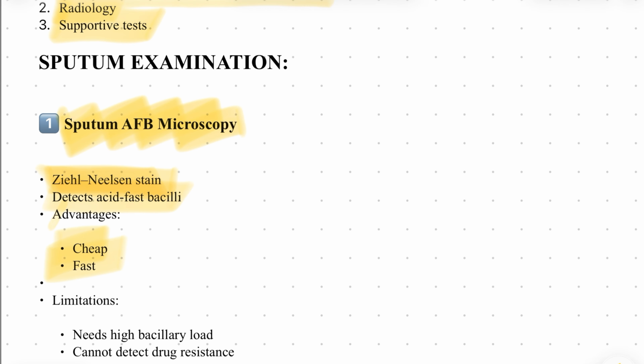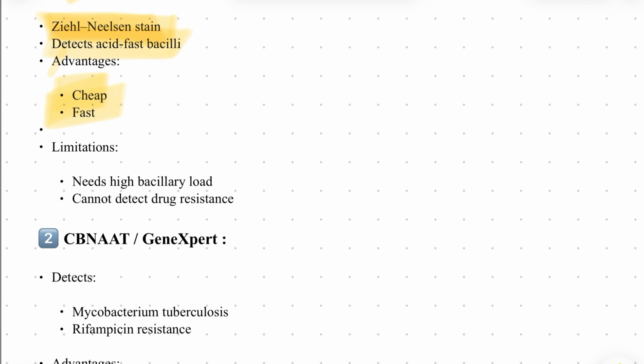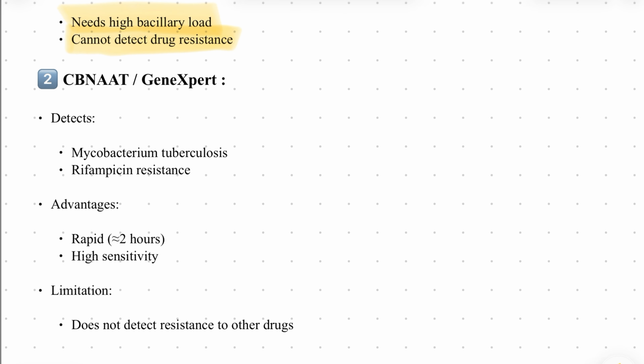What is the advantage of this test? It is cheap and fast, so it is still practiced now. The limitation is that it needs a high bacillary load as usual. Since it is cheap and fast, we are not going to detect a small quantity of bacilli if present. So we have to go with a better test. If there is a high bacillary load, then we can. Otherwise, it cannot detect drug resistant cases.